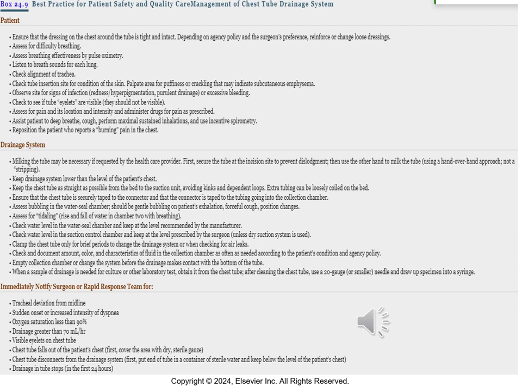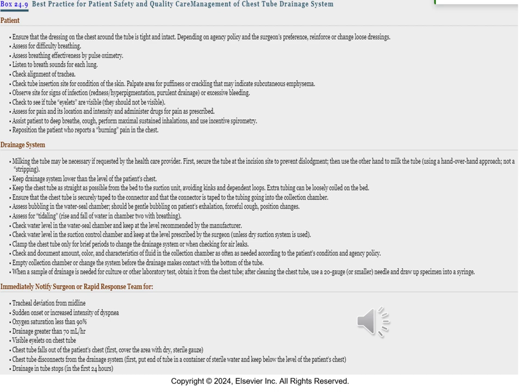You want to assess for bubbling in the water seal. This should be gentle, intermittent bubbling only on patient exhalation, forceful coughing, position changes, sneezing, or talking. If you've got continuous or vigorous bubbling in the water seal, you need to be assessing for a leak. You want to assess for tidaling. This is the rise and fall in the water seal chamber with breathing. This is expected, should rise with inspiration and then fall with exhalation.